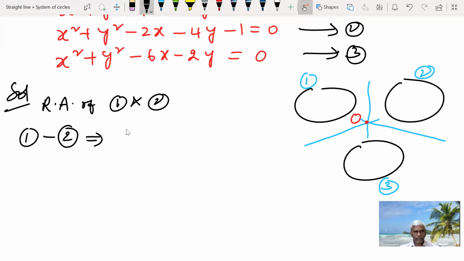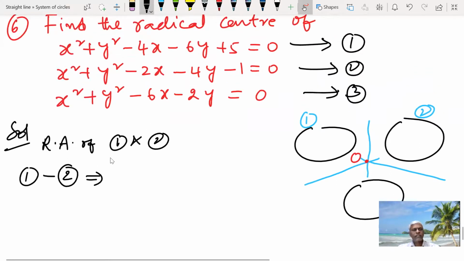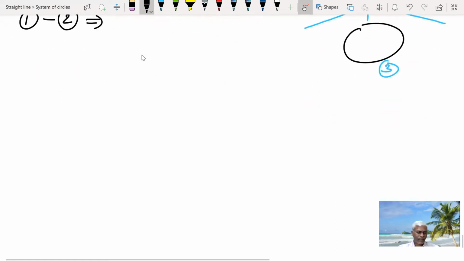Subtracting one from other, you can directly subtract by seeing the circles. X square and y square will get cancelled. Minus 4x minus into minus plus 2x. Otherwise you can write directly also oral subtraction.